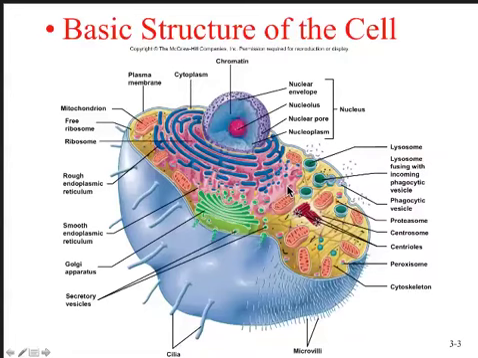The smooth endoplasmic reticulum is so named because it does not have ribosomes on its surface. It's the site of phospholipid synthesis, and it's also the site of detoxification reactions. Other important organelles include peroxisomes, which are detoxifiers inside the cell.